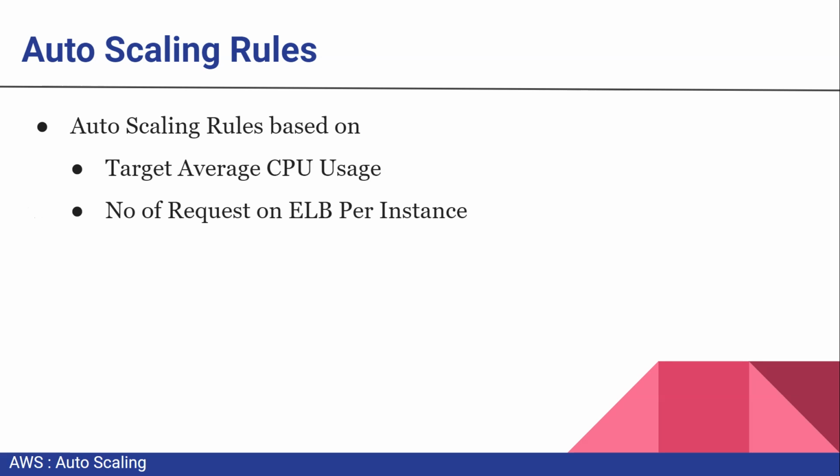You can also have rules based on the number of requests on your ELB instance. Also the average network in and the average network out. It works on whatever you want to use for your auto scaling policy. So you can use the rules based on your requirement.